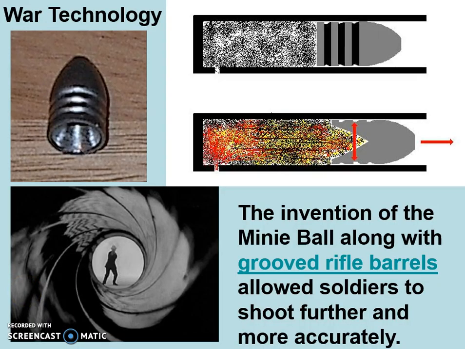Now, we also see some technological inventions and advances during the war. One of these was a French invention called the mini-ball. This was a new type of bullet that could be fired from a rifle with a grooved barrel. When the mini-ball came out, it spun very fast, and the result was that it could travel much faster, much farther, and more accurately. So this made individual soldiers much more deadly than they had been in previous wars. And the mini-ball is going to be one of the main reasons why the casualties and the death count for the Civil War is so high.